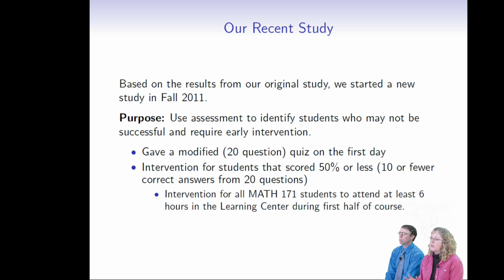Our purpose in the new study is to use our assessment to identify students who may not be successful and require what we call early intervention. We're now using a 20-point basic skills quiz that we modified from the 15-point one from Coonan and Johnson. And it's a departmental policy now that any student who scores 50% or lower on that 20-point quiz is required to have 6 hours of tutoring in the Learning Center during the first half of the course.